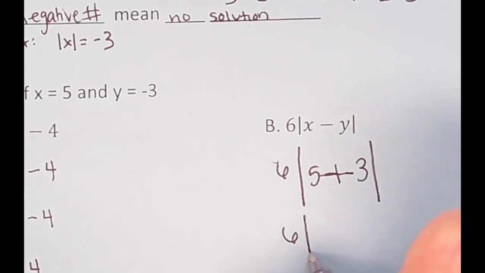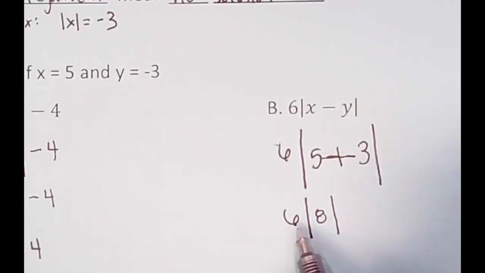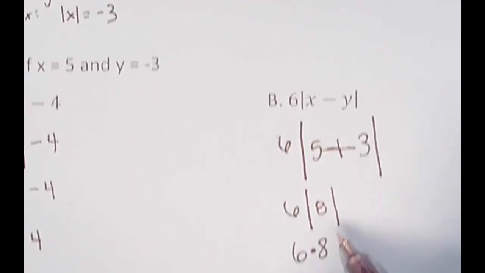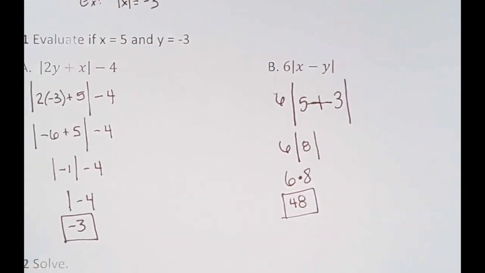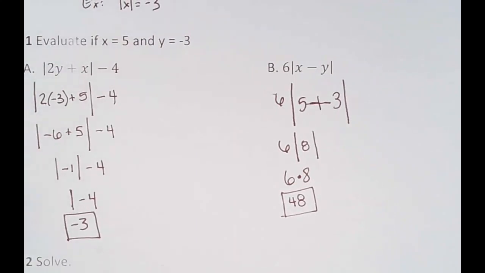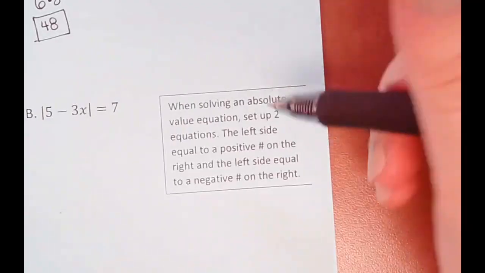Now that we have our basic order of operations down, let's look at it in an equation. It says, when solving an absolute value equation, set up two equations, the left side equal to a positive number, and on the right, make it equal to the negative. So we're going to set up two equations. We have this absolute value equation, all this equal to 7. So I'm going to set up two equations.